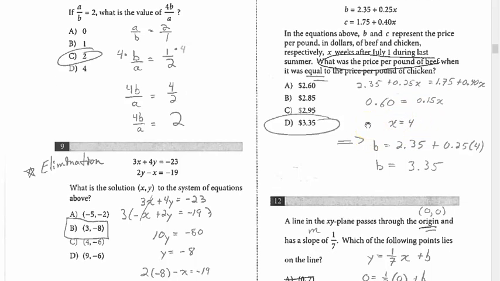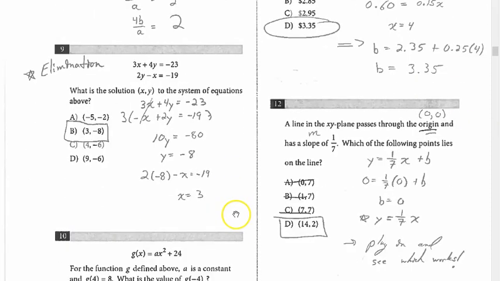So here, answering the question, they want to know about the beef. So I took my beef equation and substituted 4 in for x. Multiplying and adding, we end up at 335. Moving down to question 12.